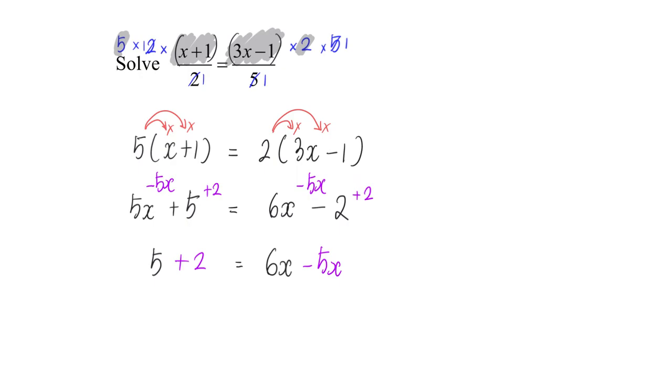And now that we have this, then it becomes pretty straightforward. Because 6x minus 5x, this one will give me 1x. So my 1x will be equals to 7. And we have successfully solved for the value of x.